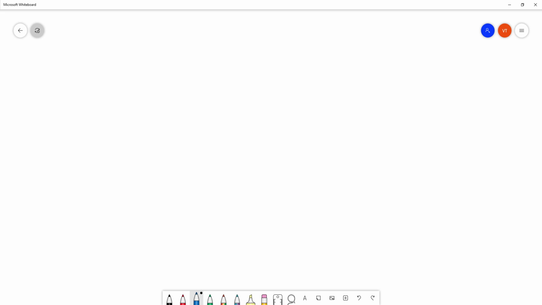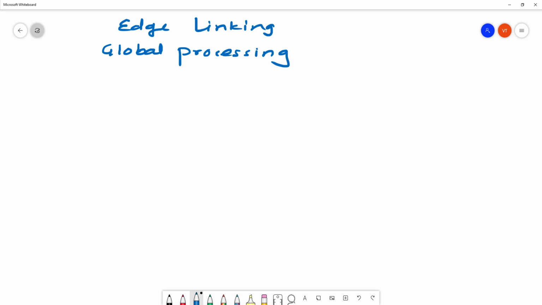So now we'll continue the edge linking using global processing. We'll see edge linking using global processing, using the Hough transform. Very widely used and very important to learn.